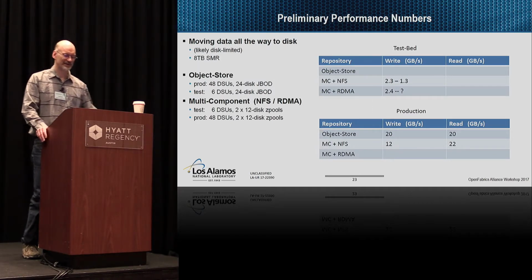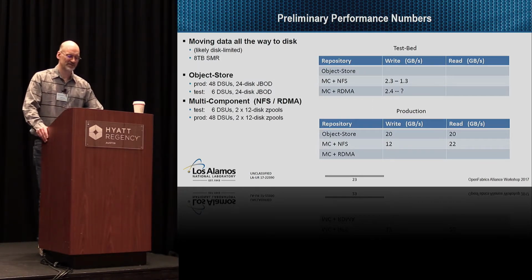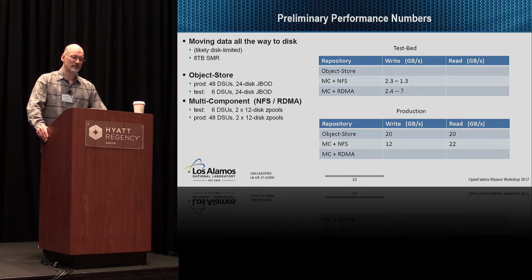So as I mentioned, I don't have really meaningful numbers about the RDMA. We have a test bed that's similar to production, a little bit weaker hardware, only 6 servers instead of 48. So our 10+2 stripes go around twice, and so 2 zpools on each one.